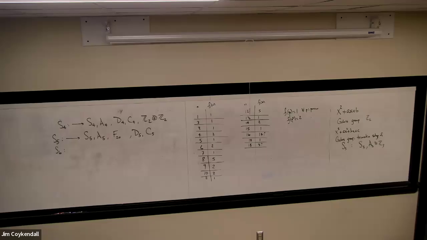Are you always going to have an abelian subgroup of your Galois group?